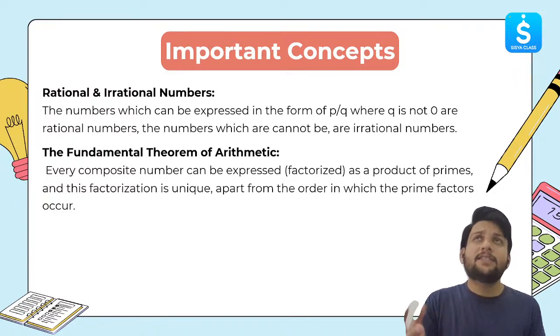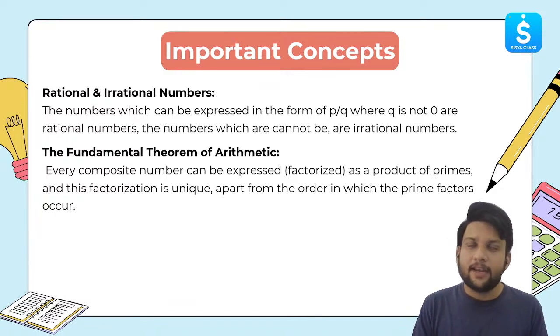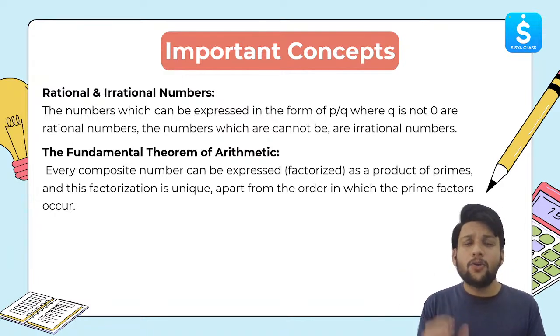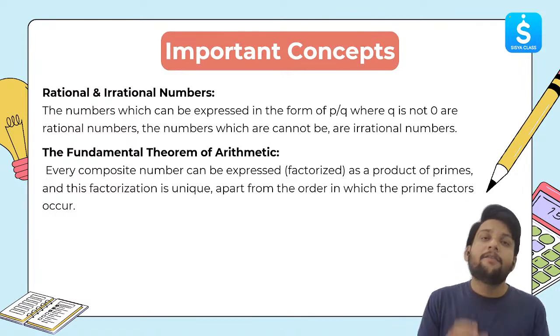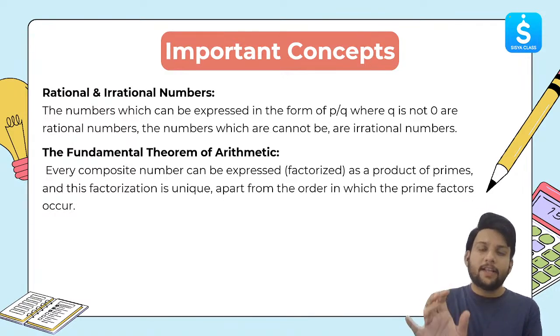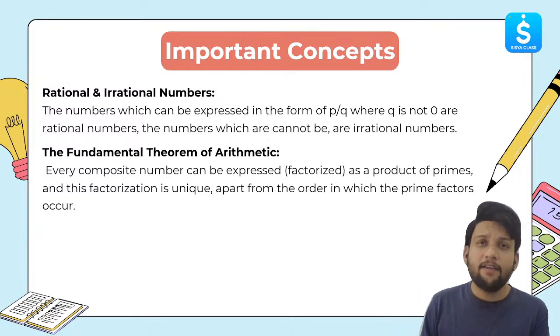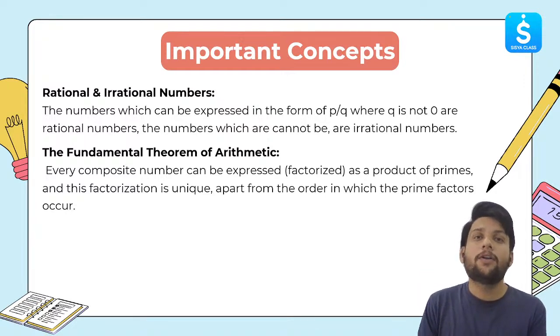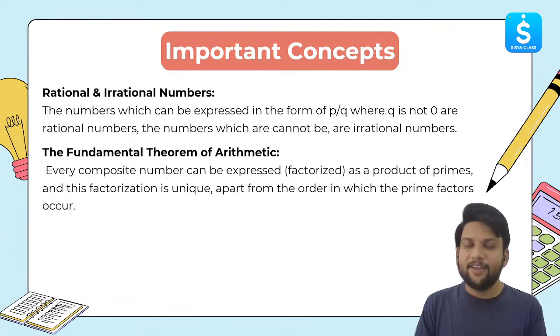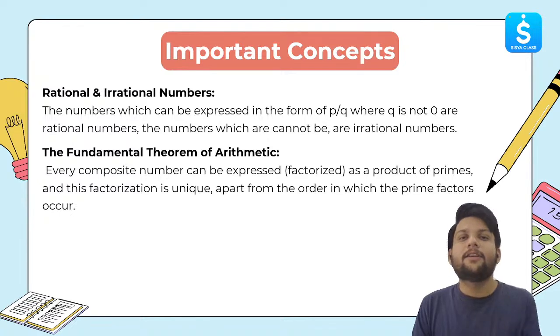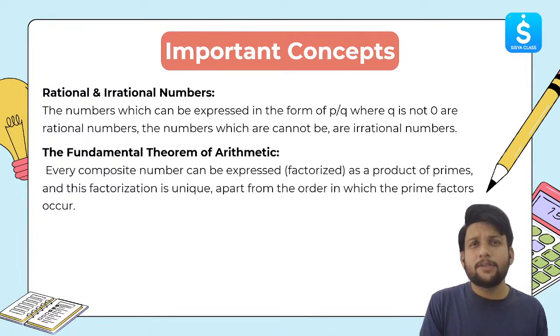So for example, let's take the number 9. It can be represented as 3 times 3, or if we take 10, then 2 times 5. But what does it mean that the factorization is unique? That means 10 will always be represented as 2 into 5, apart from the order. I can also represent 10 as 5 times 2, right? Doesn't make any difference.